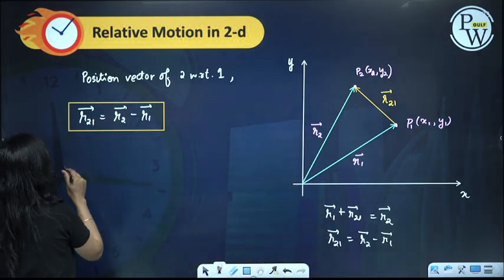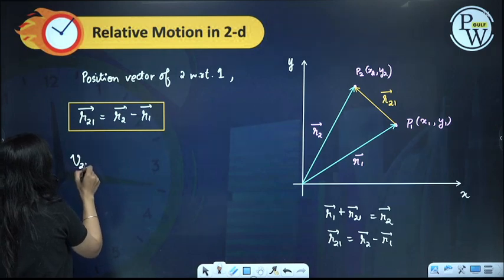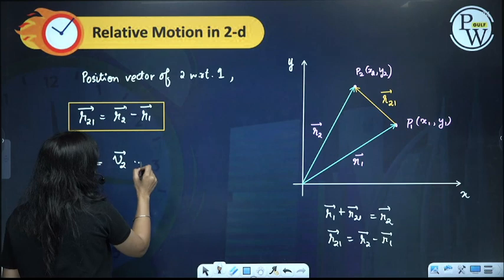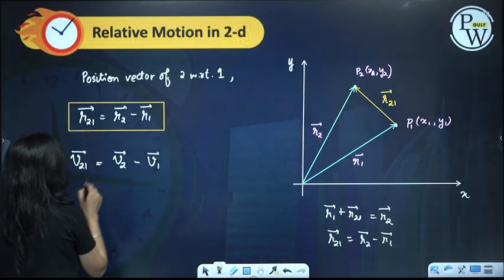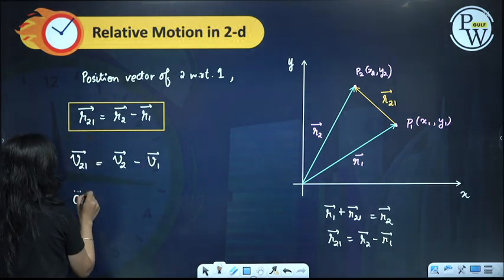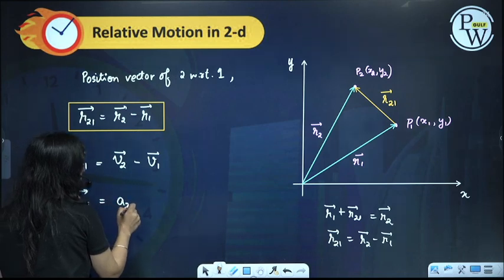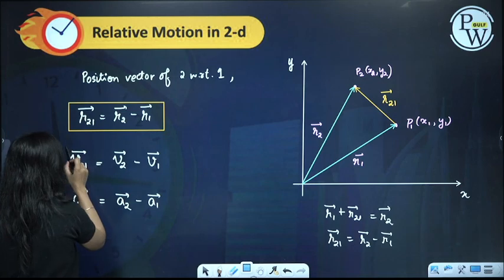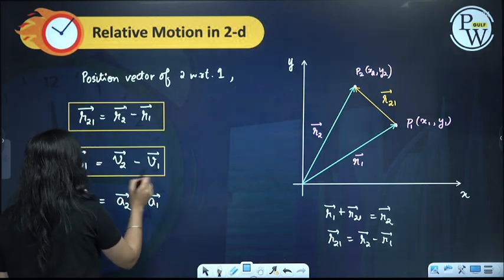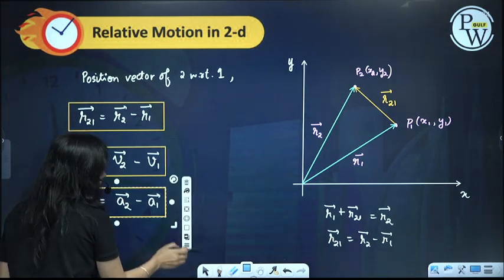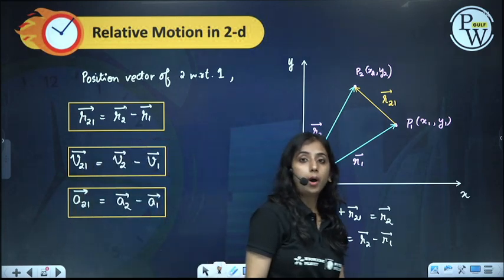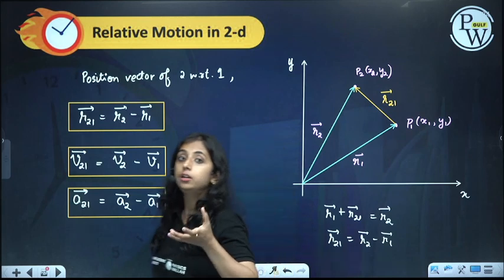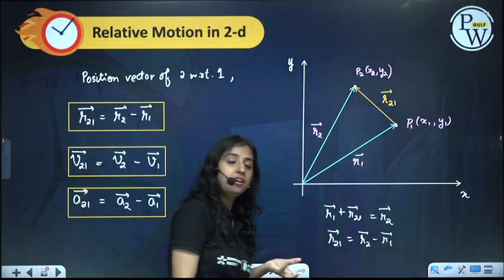If we differentiate it once, we will get the velocity of 2 with respect to 1. It will be v2 minus v1, and if we differentiate it one more time, we will get that the acceleration of 2 with respect to 1 will be a2 minus a1. This is the velocity of 2 with respect to 1. This is the acceleration of 2 with respect to 1. This is how we define relative motion in 2 dimensions.